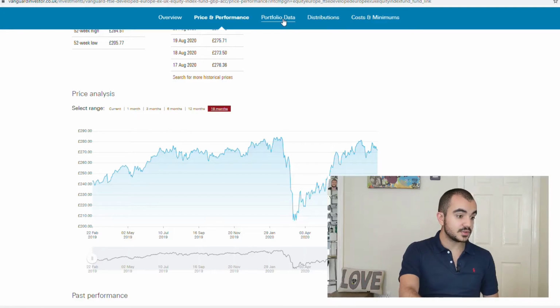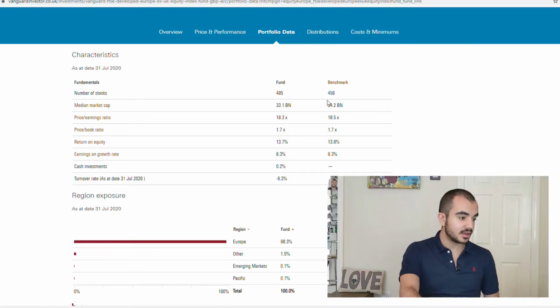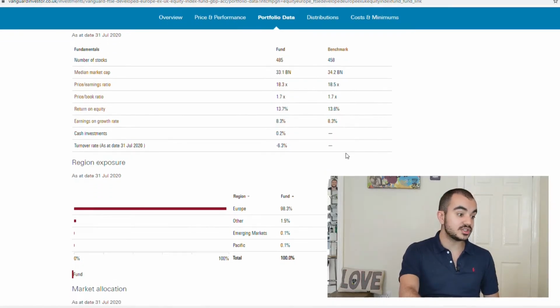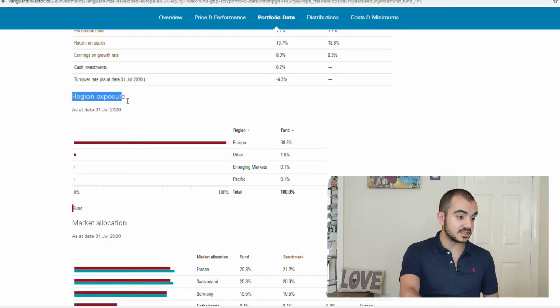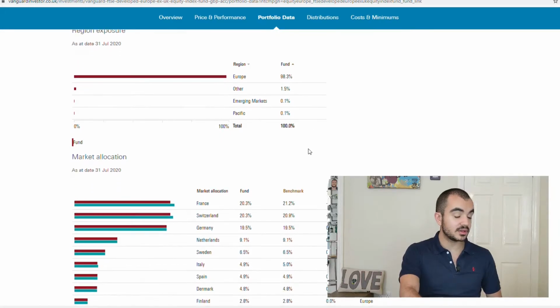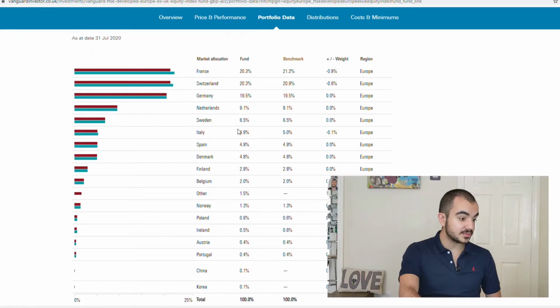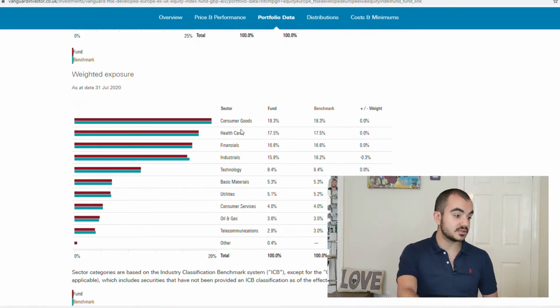Portfolio data, this gives you a comparison of the fund to the benchmark. I'm not going to go into too much detail here, but you can see the sector or region exposure that this fund has. You can see that this is 98.3% Europe with a small percentage in other emerging market specific. Market allocation, we can go into a bit further detail. So obviously a large portion of the companies that we're investing in is in France, Switzerland, Germany, Netherlands. We've also got the sector breakdown. So they're heavily invested in consumer goods, healthcare, financials, industrials.